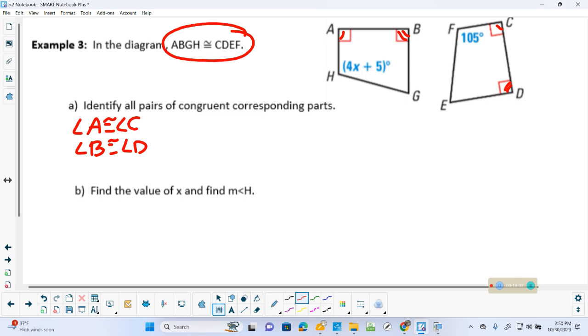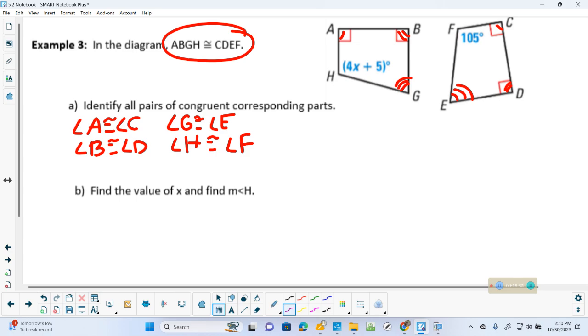Okay, third letters, G and E. So I'm going to put 3 marks on that. Now, the fourth ones, H and F, you can put 4 arc marks on those. I'm worried I'm going to totally write into that 105 and cover it up. So I'm just going to leave those blanks and realize the blank ones are congruent. We have to do the sides.